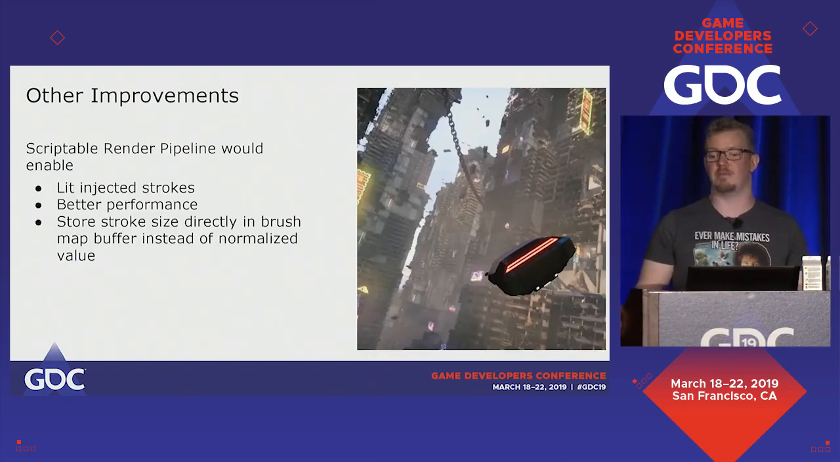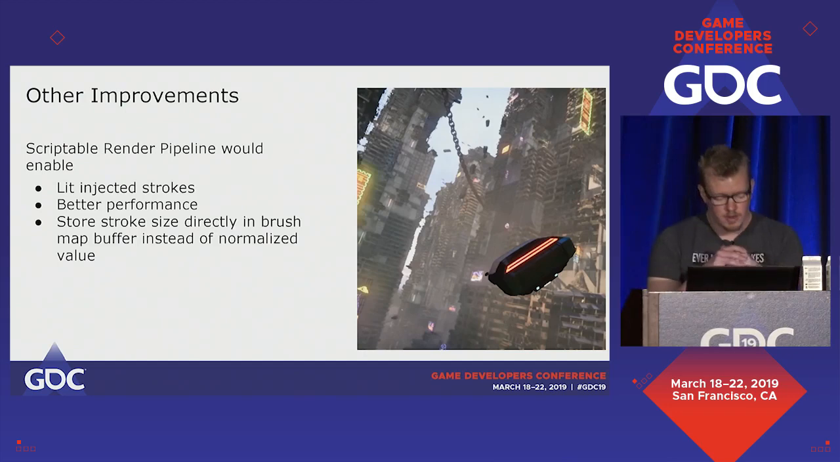Unity is doing a lot of amazing things at the moment. Scripted render pipelines is one of them. And if we had access to that, it would have helped with a lot of issues. We could have had lit injected strokes because in their high-definition render pipeline, all of that information is readily available. I guess it will be available in the lightweight one as well. And the ability to create and bind buffers more freely would have meant that I would have a lot more flexibility in what I would have been able to do.